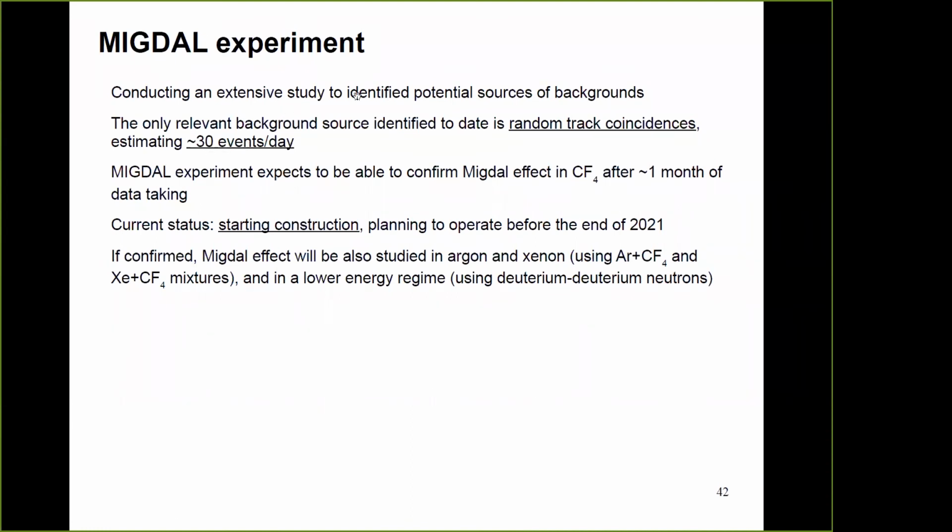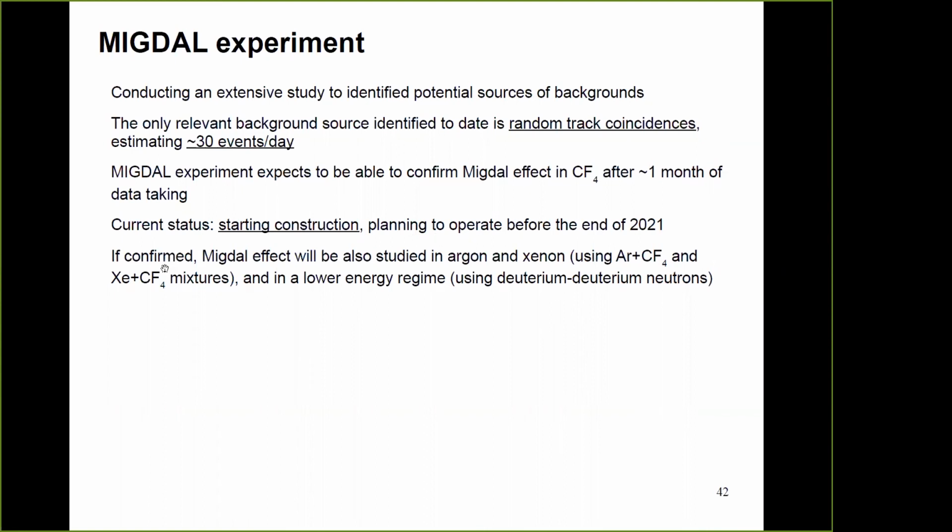And they are mostly caused, and we also find that here, by random coincidence of two tracks: a nuclear recoil produced by a neutron plus an electron caused by a gamma, for instance, but independent. So if we find no other relevant background, that should be good, and that would allow us to observe the Migdal effect in case it exists. And approximately we plan to take 1 month of data taking. And now we are starting construction, and we plan to operate before the end of next year at some point.